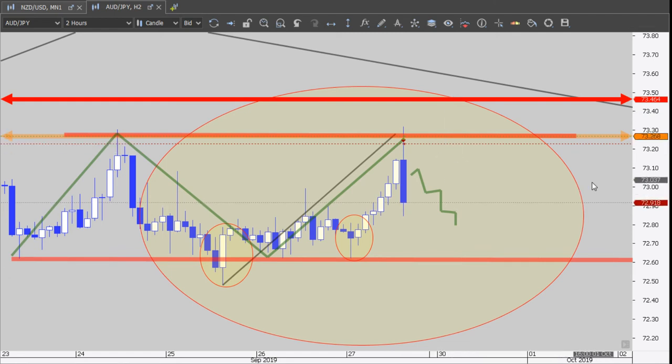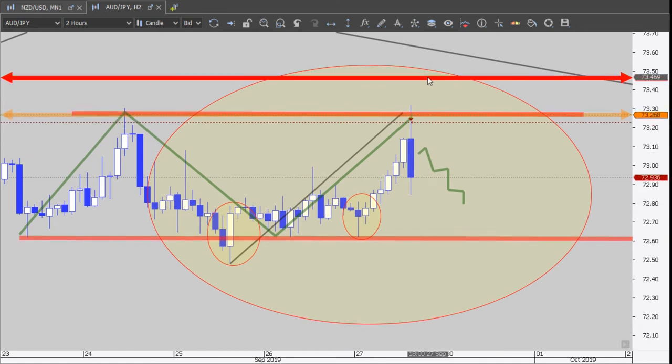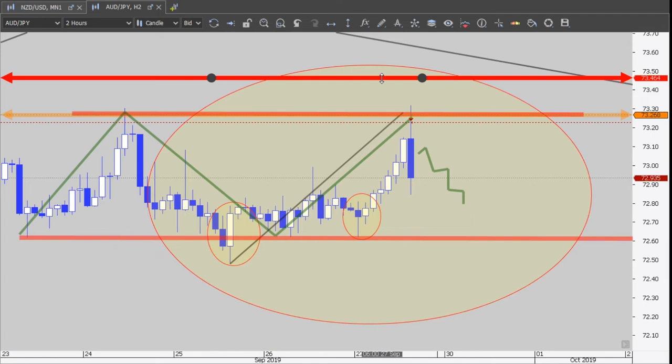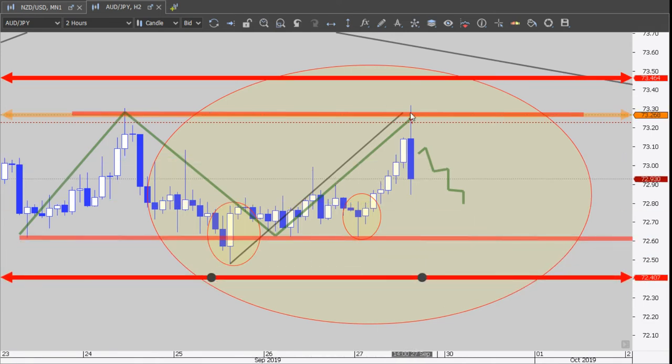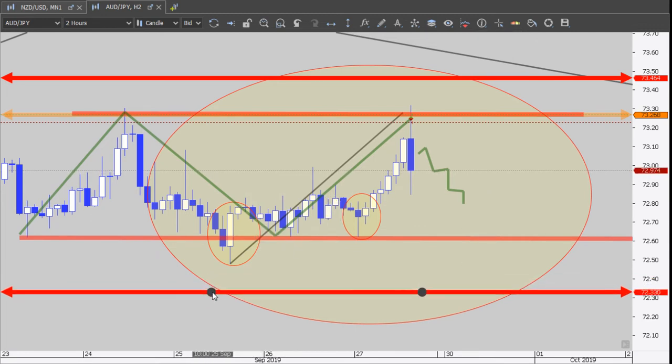Okay. Anyway, those are the stop loss, right? And for the buy trade, this stop loss should go... Let me see what is the number. So the low is 72.47. So it should be 72.37, somewhere in here.